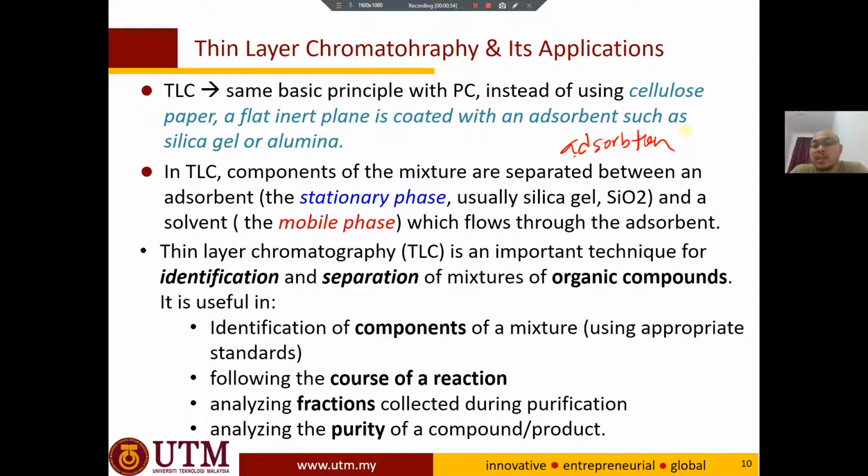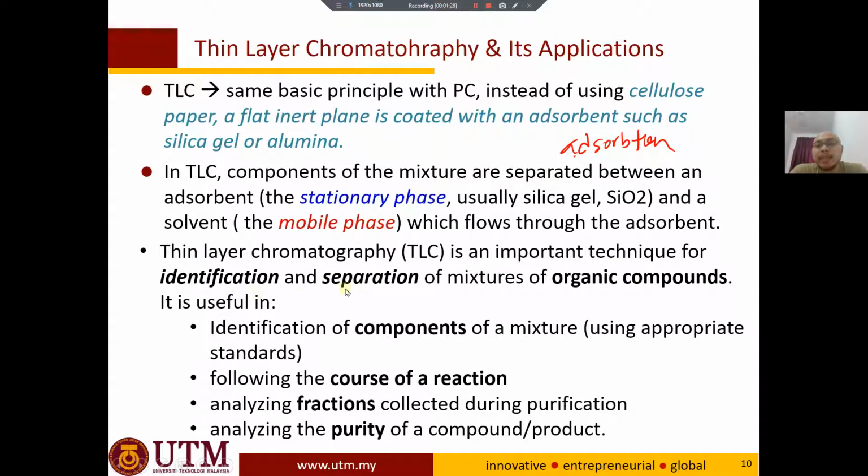So you need to know the differences between TLC and paper chromatography. The more you have in your mind, the better you can understand them. In TLC, components of the mixture are separated between the adsorbent and a mobile phase, which flows through the adsorbent. Compared to paper chromatography, the stationary phase is made of silica, not cellulose, and there is no bound H2O. Chromatography is an important technique for identification and separation of organic compounds.